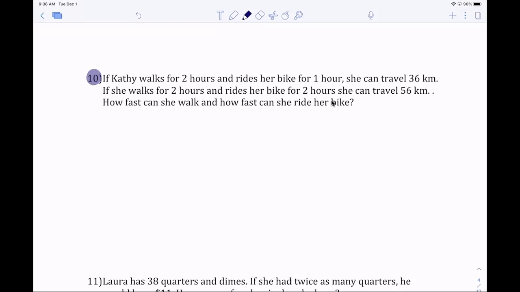Now, at the top of number 10, I want everybody to write this. Does everybody remember distance equals rate times time? Does everybody agree with that? Anybody unfamiliar with that? Distance equals rate times time? You okay with that?